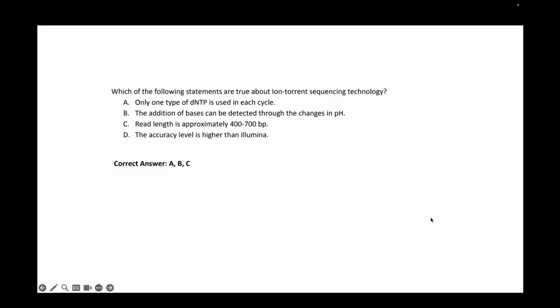Yeah, the answer is ABC. Somebody did not include B, I think, but B is the most important point of all. You're detecting what bases are there. You're detecting the sequence by the changing pH. That's the whole principle of the Ion Torrent sequencing technology. So please keep that in mind.